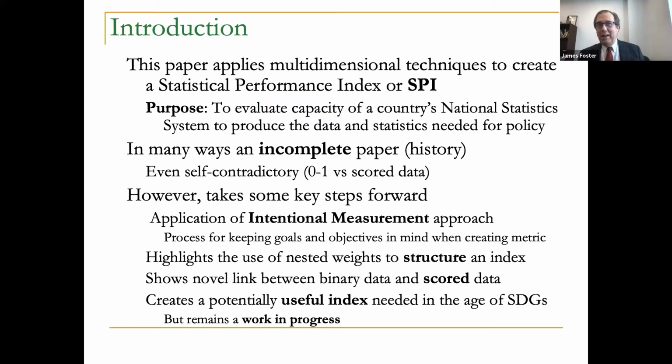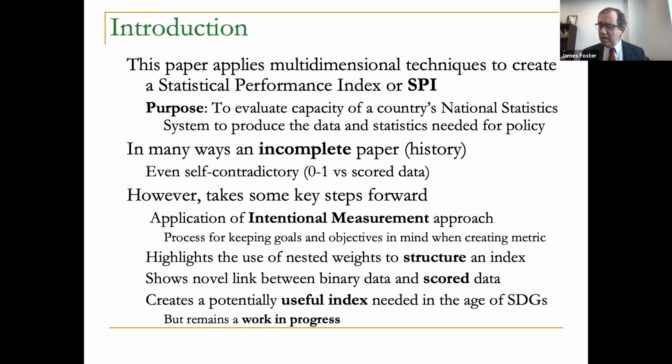This paper applies those multidimensional techniques that we've been using in this series, the seminar. It applies it to something called a Statistical Performance Index, or SPI. This index is designed to evaluate the capacity of a country's national statistics system to produce the data and statistics needed for policy. So in many ways, this is actually quite an incomplete paper.